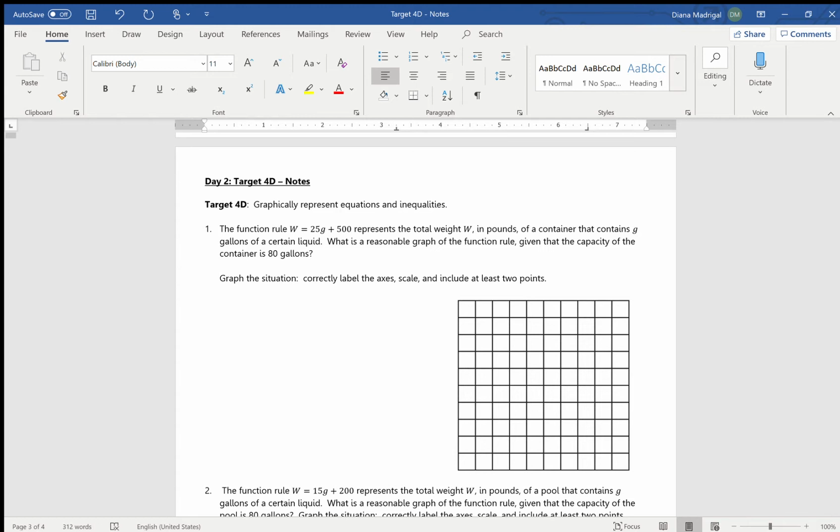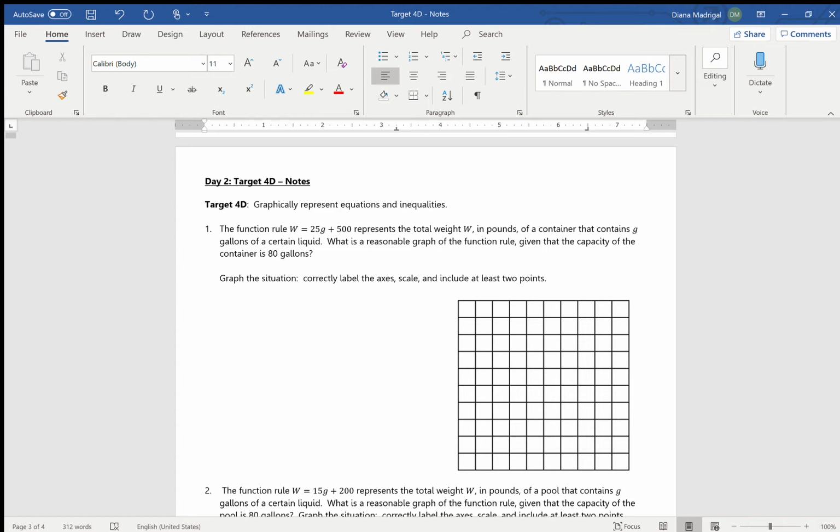We need the title for x and y. We need the scale for x and y. And we need to draw our equation now. We need a line. We are also going to be drawing in our inequalities, and don't forget that with inequalities we have to shade. So let's get started with question number 1.